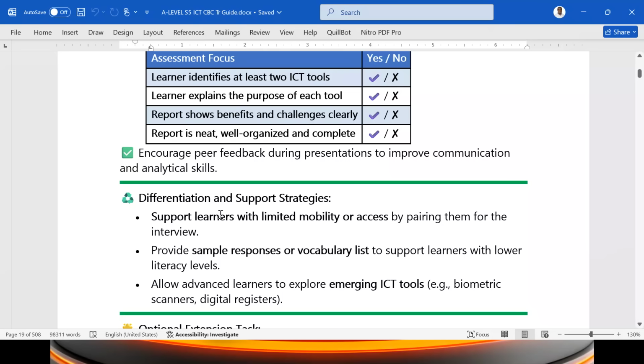Differentiation and support strategies. As a teacher, support learners with limited mobility or access by pairing them for the interview. Provide sample responses or a vocabulary list to support learners with lower literacy levels. Allow advanced learners to explore emerging ICT tools, e.g. biometric scanners, digital registers, etc. When I talk about advanced learners, they can be fast learners, or learners who have studied ICT before or have experience interacting with ICT tools.